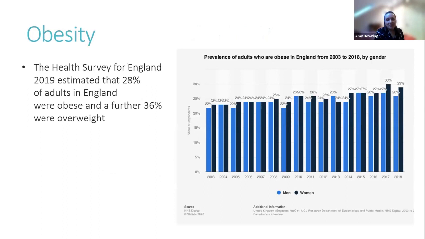Moving on to look at obesity. So it's estimated that around 28% of adults in England are obese, and a further 36% are overweight. And you can see from this graph that this is slowly increasing over time, and has probably continued to increase since this graph goes up to 2018.